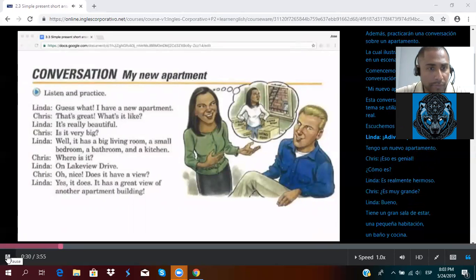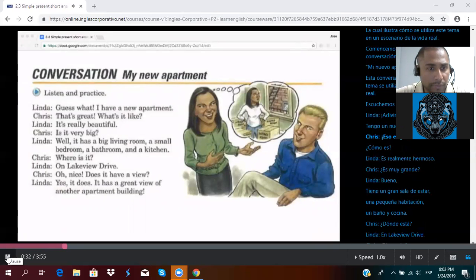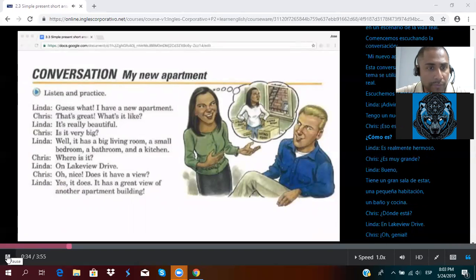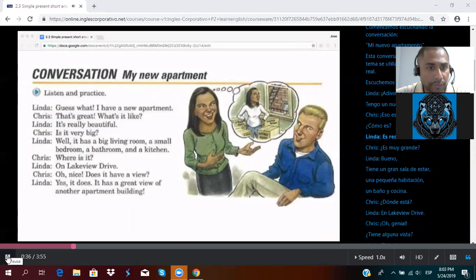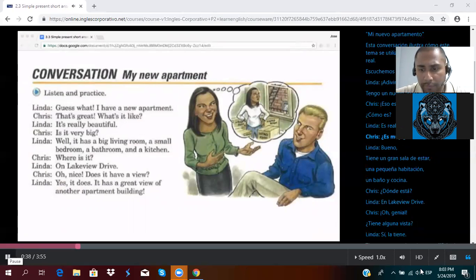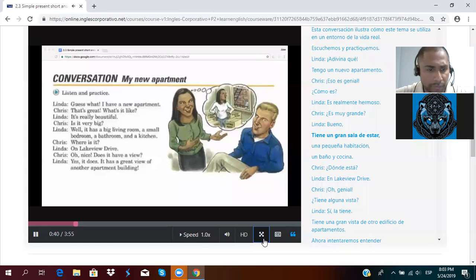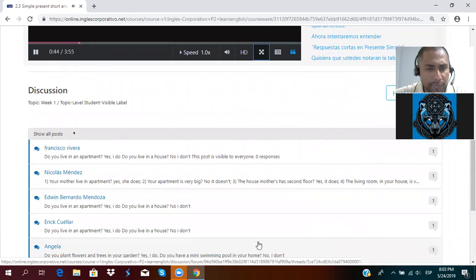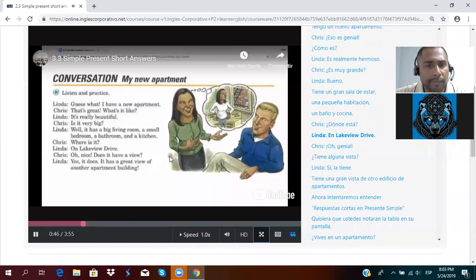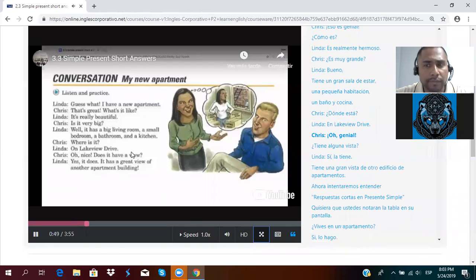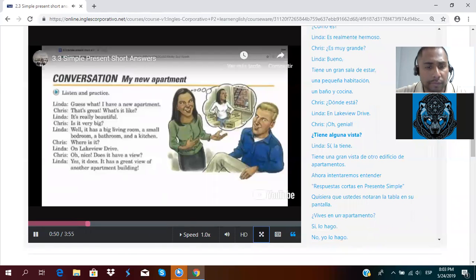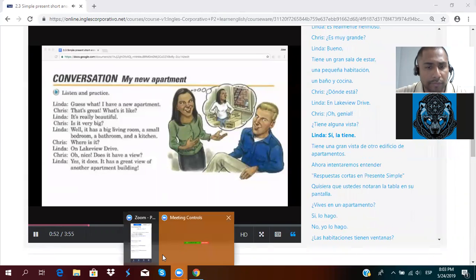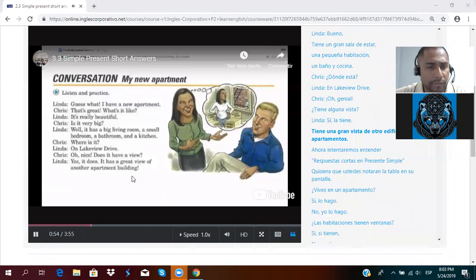I have a new apartment. That's great. What's it like? It's really beautiful. Is it very big? Well, it has a big living room, a small bedroom, a bathroom, and a kitchen. Where is it? On Lakeview Drive. Oh, nice. Does it have a view? Yes, it does. It has a great view of another apartment building.